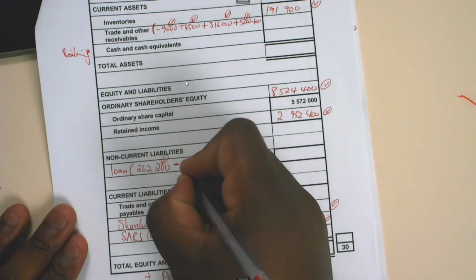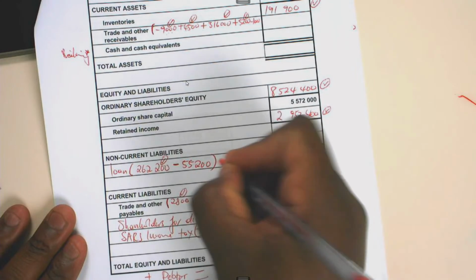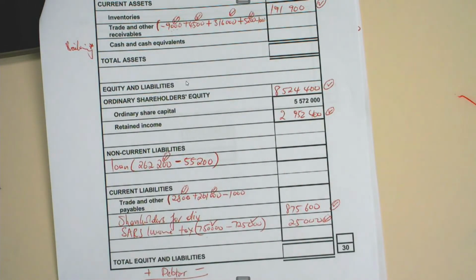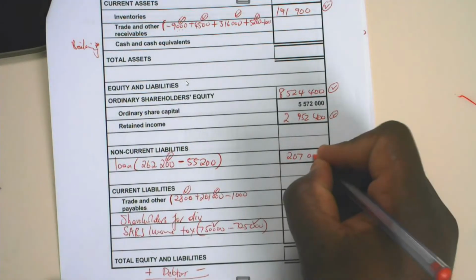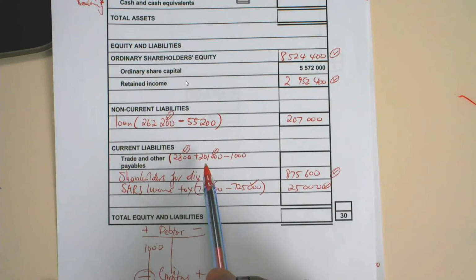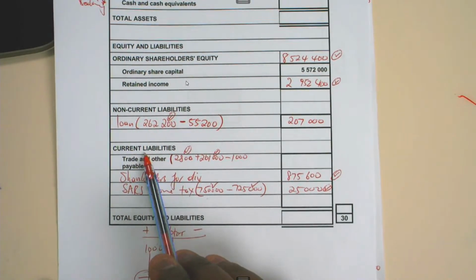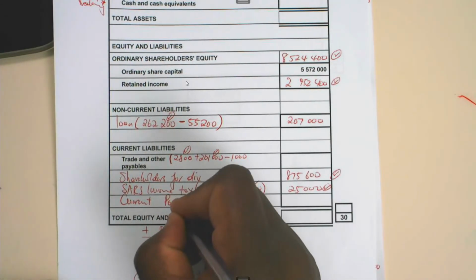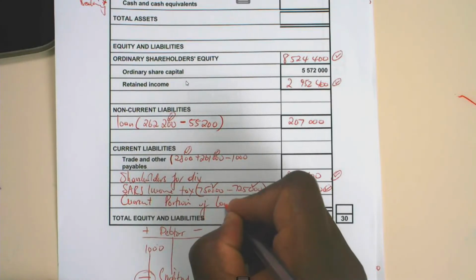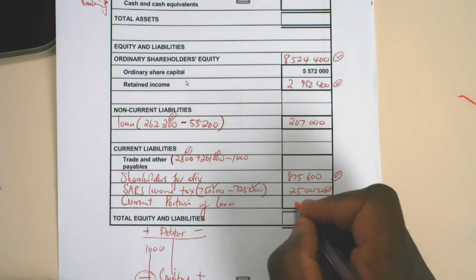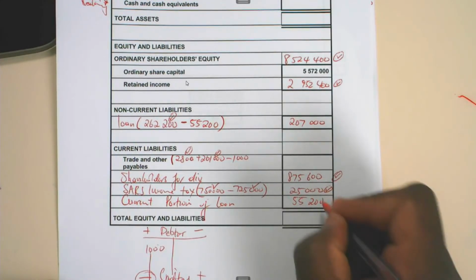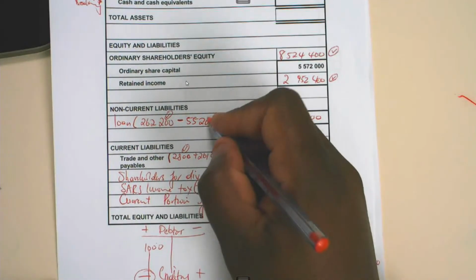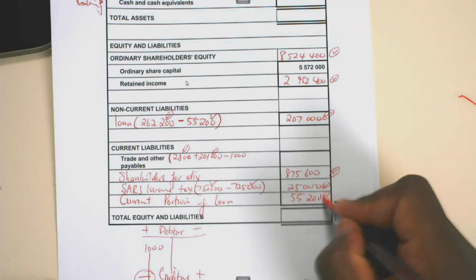55,200. We subtract it here. And then the balance would be 262,200 minus 55,200. You get 207,000. What we have subtracted here, under current liabilities, we're going to call it current portion of loan. Current portion of loan is 55,200 rand. So one here and then one there.